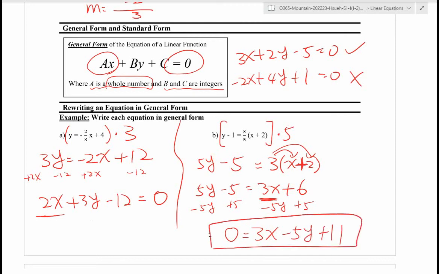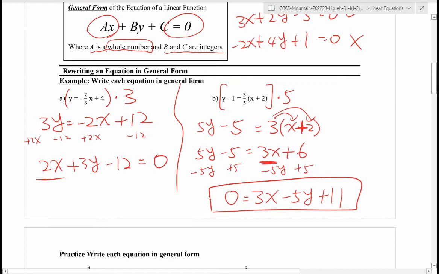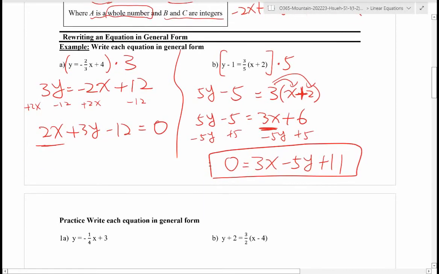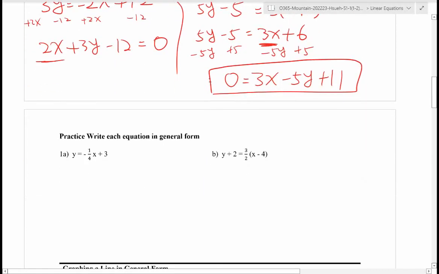Okay, it doesn't matter if it's 0 equals or it equals to 0, right? As long as one side is equal to 0, then we're good. All right, if you have no questions, there are 2 practice questions for you to try. Okay, good luck, and I'll show you the answer in a bit.